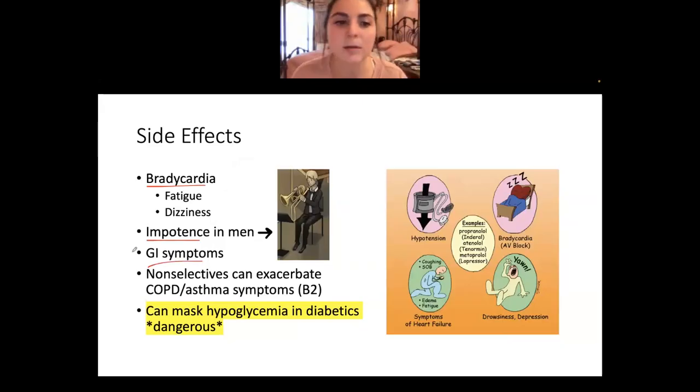You can have GI symptoms, and then you really have to make sure, if you want to give a patient a beta blocker, that you're giving them a cardio selective one. Because if you give a non-selective beta blocker and block beta 2 receptors on the lungs, and they have COPD or asthma, it's just going to make it worse. Remember, beta 2 agonism causes relaxation, so if you block it, it's going to cause constriction by default. And then the most important one to know is that it can mask hypoglycemia in diabetics.